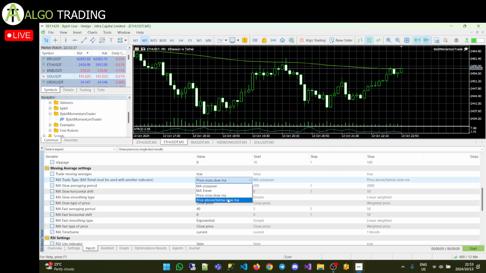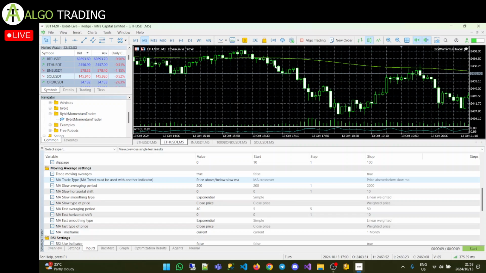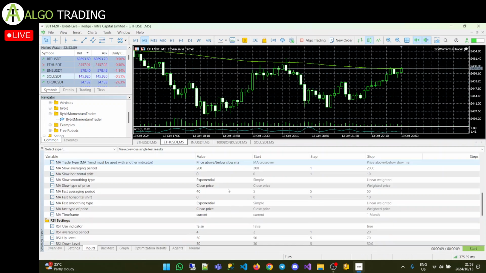And then if your price is above or below, for instance, this is below the 200-day moving average, and this one's above the 200-day moving average. So if the price is above the 200-day moving average, it will look for buys. If your price is below the 200-day moving average, it will look for sells. So those are the basic settings of the rest of these.